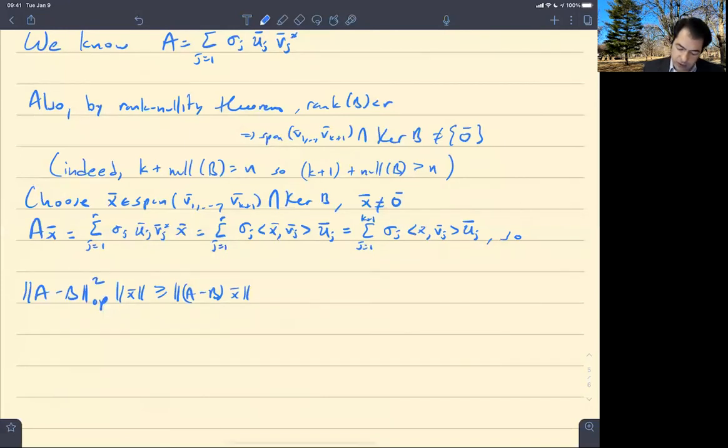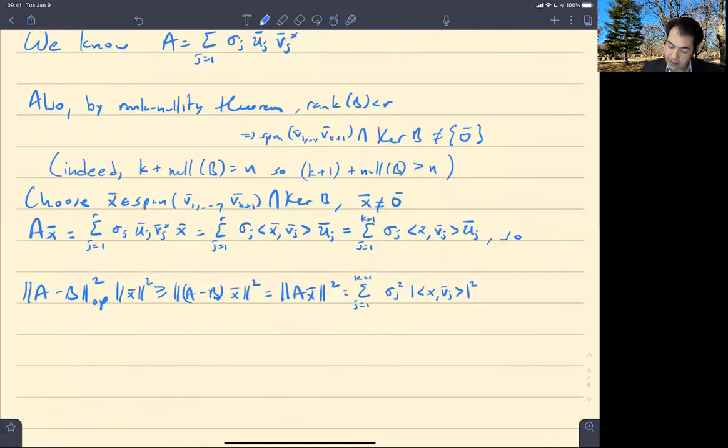Well, let's square both sides so this is easier to compute. Then this is equal to the norm of ax squared. Why is that? Because x is in the kernel of b. So a minus b applied to x is just a applied to x. And if we take the norm squared, we've just computed what a of x is. The u_j's form an orthonormal basis, so this will be the sum j goes from 1 to k plus 1 of sigma j squared times the absolute value of x, v_j squared.